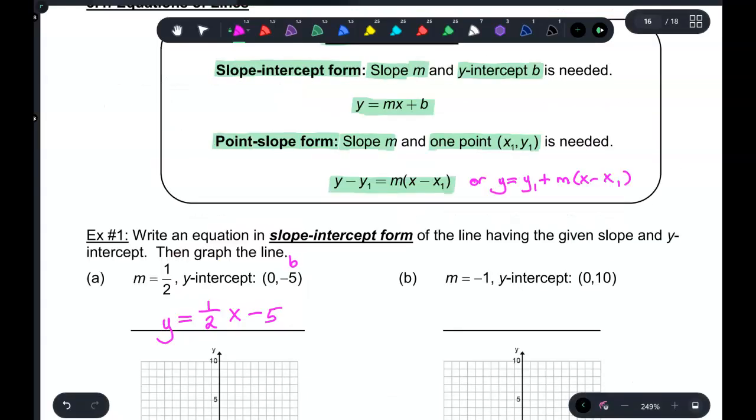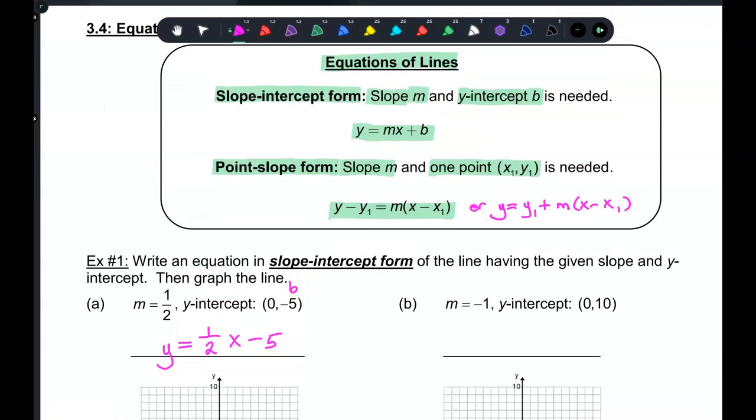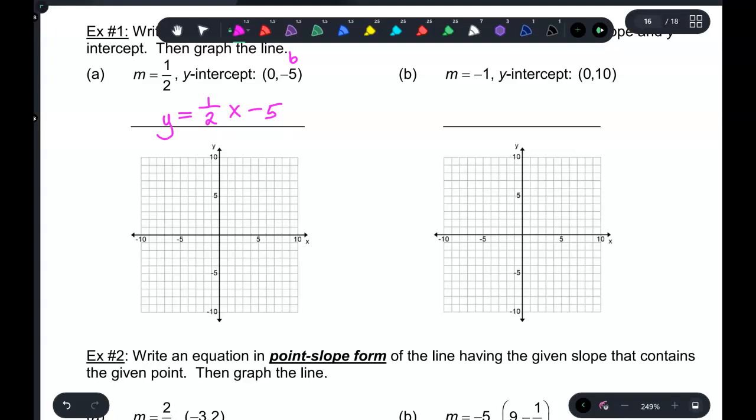Y equals mx plus b. Am I replacing the x and the y with anything? No. I'm only replacing the m and the y-intercept, that's b. So I leave x and y alone. I don't touch those. I just replace the m and I replace the b.